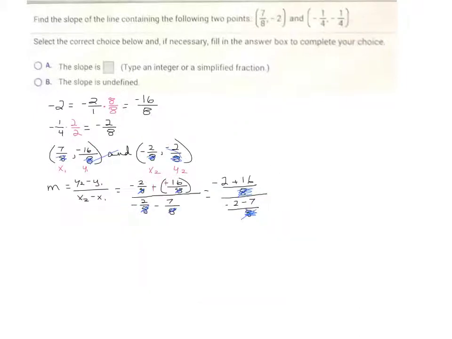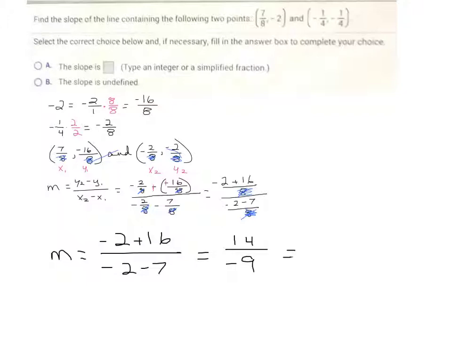So now we have that our slope is, I'm going to rewrite it, -2 plus 16 over -2 minus 7. So that's going to give us 14 on top and -9 on the bottom, and a positive divided by a negative is a negative, so our answer is -14/9.